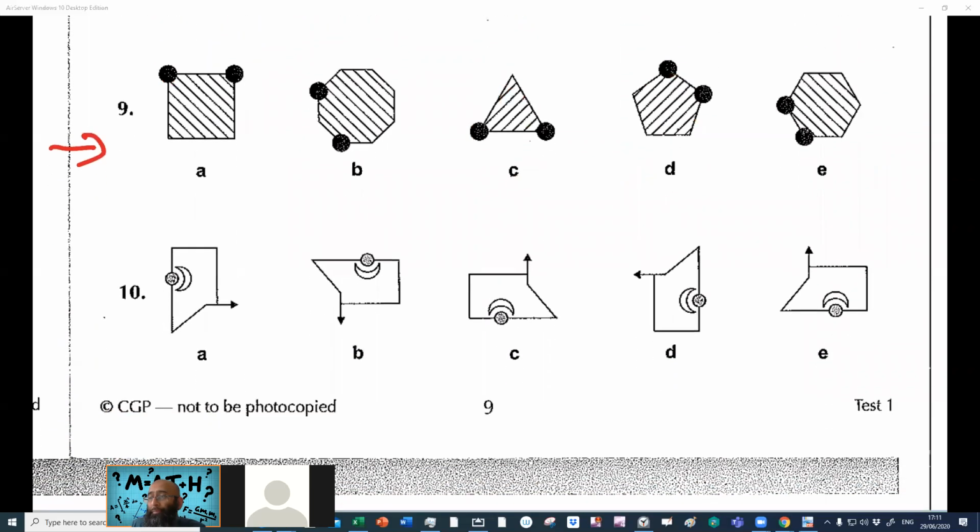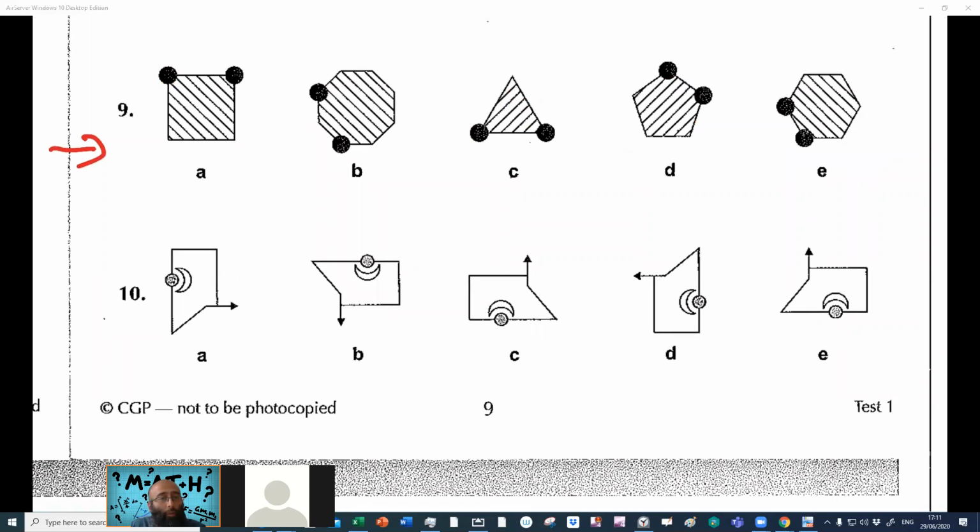Question number 9, we are looking for the odd one. Let's see what's happening so far. If you look at this shape here, from one corner you go to the next corner. There's no gap, one corner to the next corner.